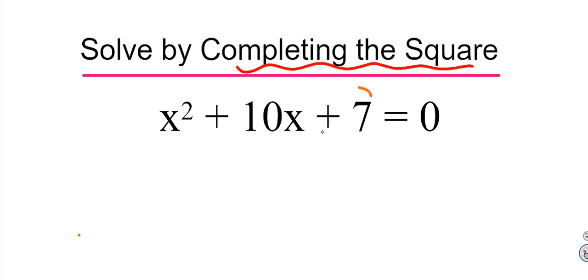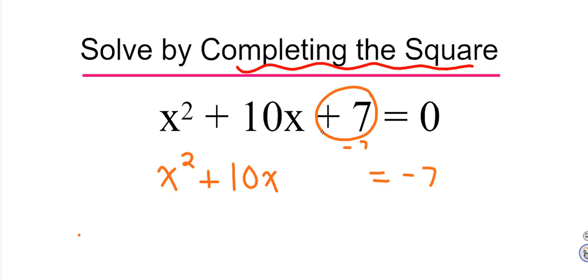We're going to kick this 7 out. That's the first thing we're going to do. We're going to go ahead and say, 7, you are not working for us. We are going to kick you out on the other side. So we're going to subtract 7 from both sides, right? We're going to subtract 7 from both sides.